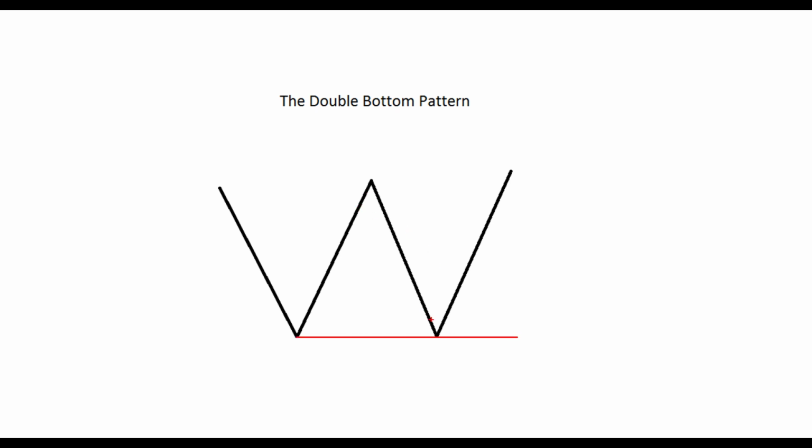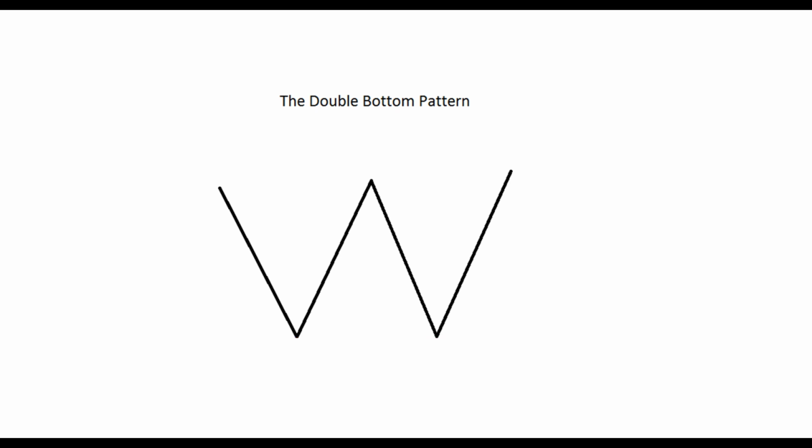Now we'll note that sometimes the bottoms are not exactly even, but as long as it's within, I would say, 5% of each other, then you can label it as a double bottom. So say for instance it goes down and it stops here, or it stops like here, in this little area here. That's still considered a double bottom.